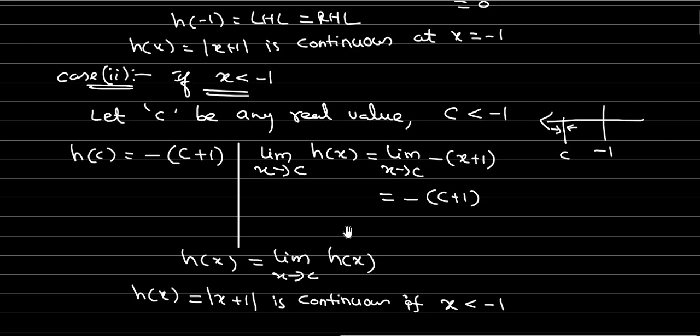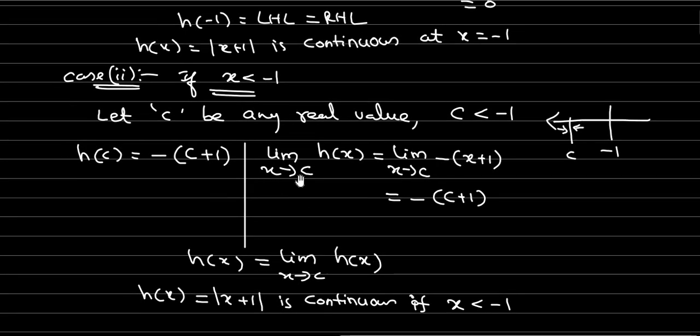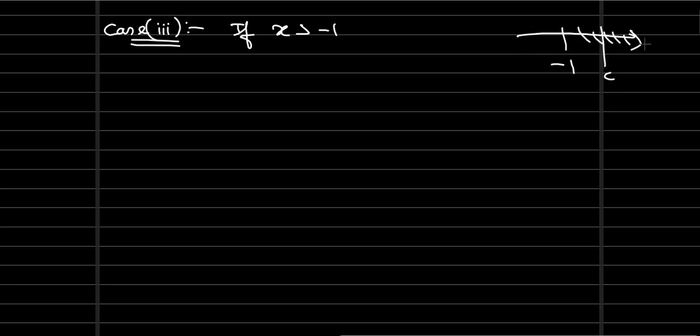Okay, next in case 3, we are going to test if x is greater than minus 1. If x is greater than minus 1, we have infinite real values lying in this particular interval. So we can have a common variable, c, that can be any real value. So let c be any real value, and at the same time c should be greater than minus 1. It can be anything, but at the same time it should be greater than minus 1.